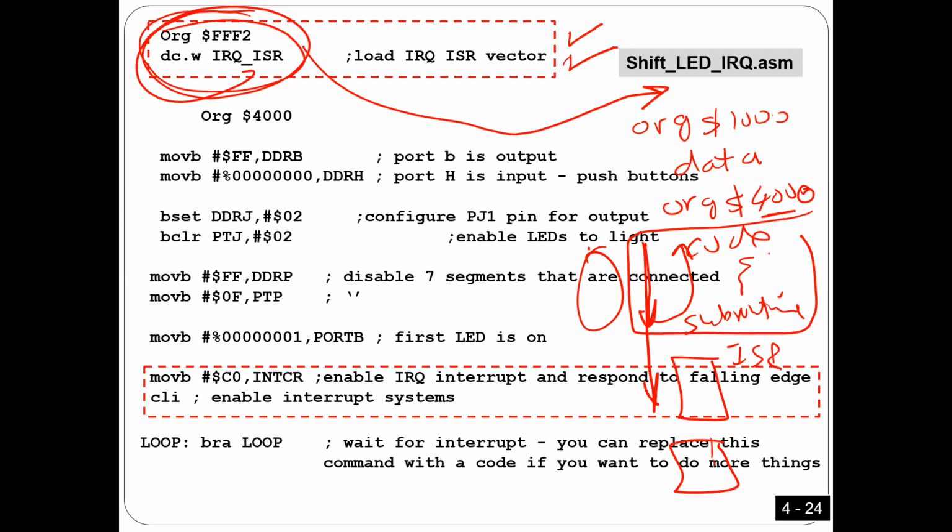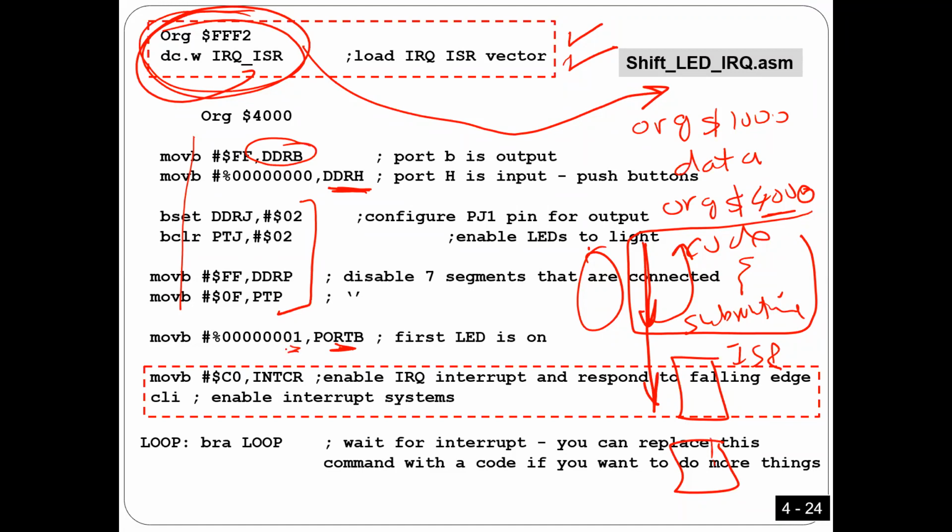So this is the main program here, as you see. What I did here is just configuration. Here I configure port B because I'm using LEDs. Here I also configure port H because I'm using a push button. Also, as I said many times, you have to enable LEDs and disable the 7 segment. So all this part is just related to the push button and LED. Even this part here, I'm going to turn one LED on.